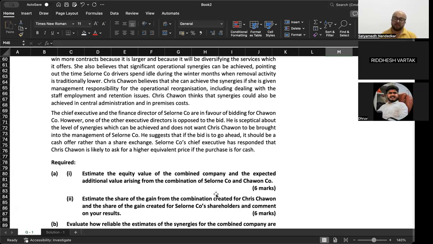However, one of the executive directors is opposed to the bid. He is skeptical about the level of synergies which can be achieved and does not want Chris to be brought into the management of Selorne. He suggests that if the bid is to go ahead, it should be a cash offer rather than a share exchange. Selorne's chief executive has responded that Chris is likely to ask for a higher equivalent price if the purchase is for cash.